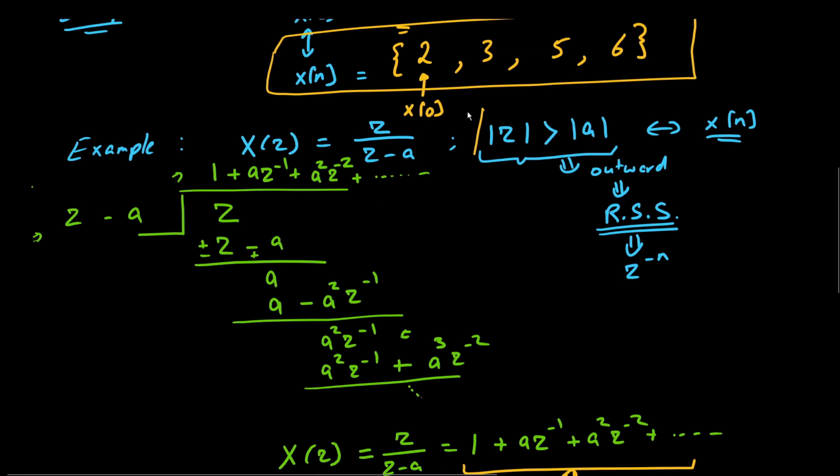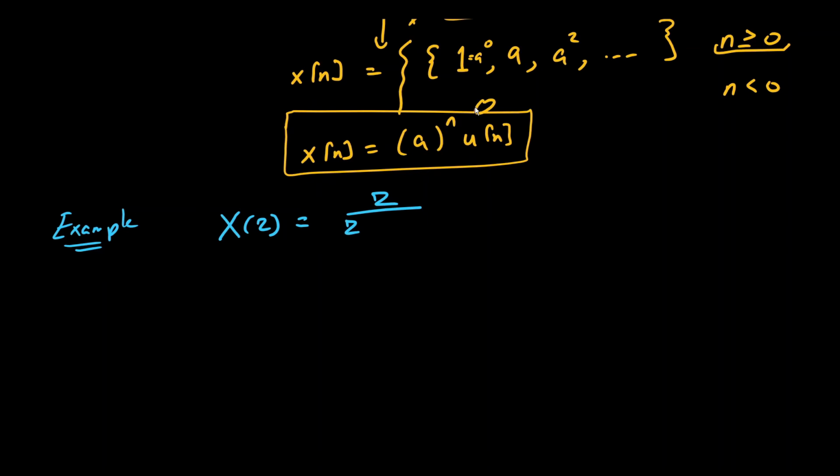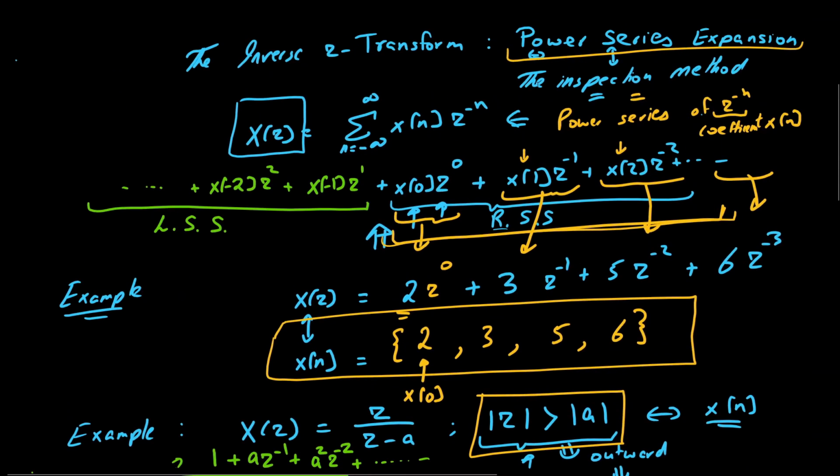That was when our ROC was outward. Now let us look into the example when this is inward. That is, now we have the same example, X of z, which is the function z over z minus a, but right now the ROC is less than the absolute value of a. So since this is inward, we are interested in the left-sided sequence, which is mentioned over here.